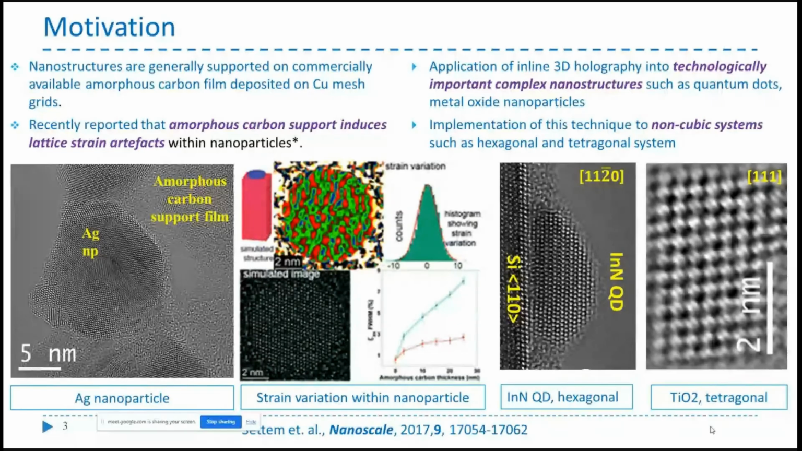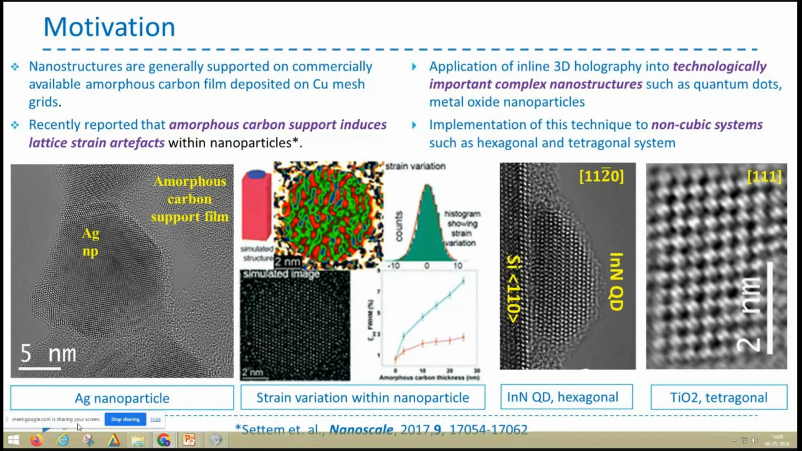What is the reason? Because your electron beam passes through your sample and then it passes through the carbon film. So your exit phase wave, which contains your material specific information, gets distorted by that supporting film. We worked pretty much in this direction before, and we found that if you increase the amorphous carbon film thickness, this strain or d-spacing variation increases, which is actually an imaging artifact.